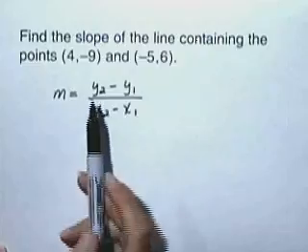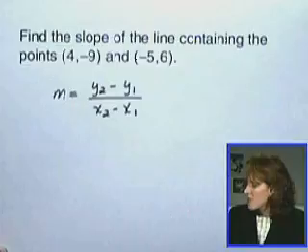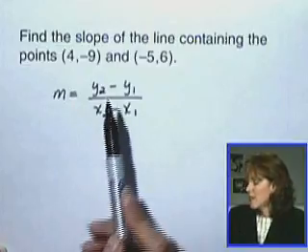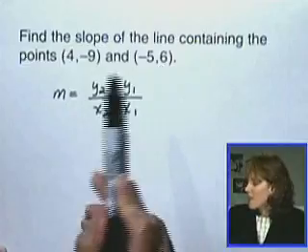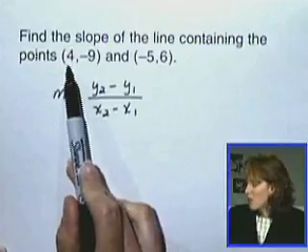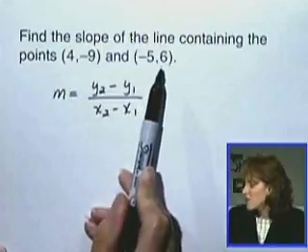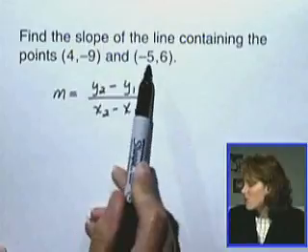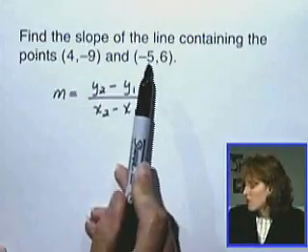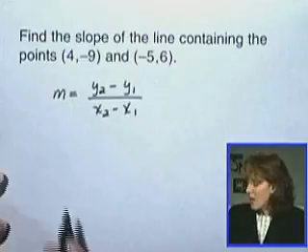Well, that's a good question. It actually doesn't matter which point you call the first point and which point you call the second point. It just is very important for you to be consistent. So if in the numerator you subtract negative 9 minus 6, then in the denominator you will need to subtract 4 minus negative 5. If, on the other hand, in the numerator you decided to subtract 6 minus negative 9, then in the denominator you need to start with negative 5 in the subtraction. It would be negative 5 minus 4. So let's work it both ways and see what happens.